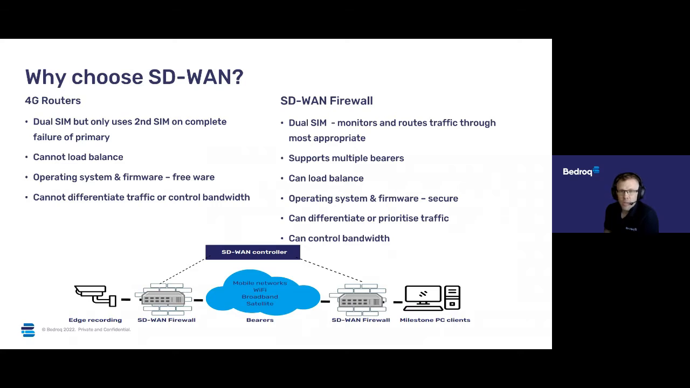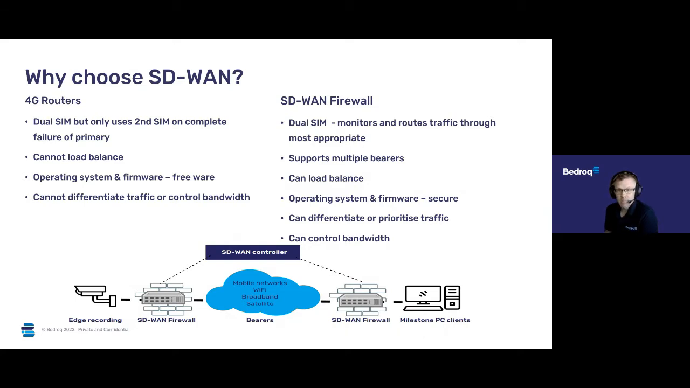They can't differentiate between different types of traffic, or implement any type of bandwidth control, which again, when we talk about how you implement some of this stuff, is really important. With a firewall that can do SD-WAN, we can do dual SIM. We can actually do a lot more than that. We can have lots of different types of WAN connectivity, and we can certainly do more than 2 if required. They can support multiple bearers, as I just said.